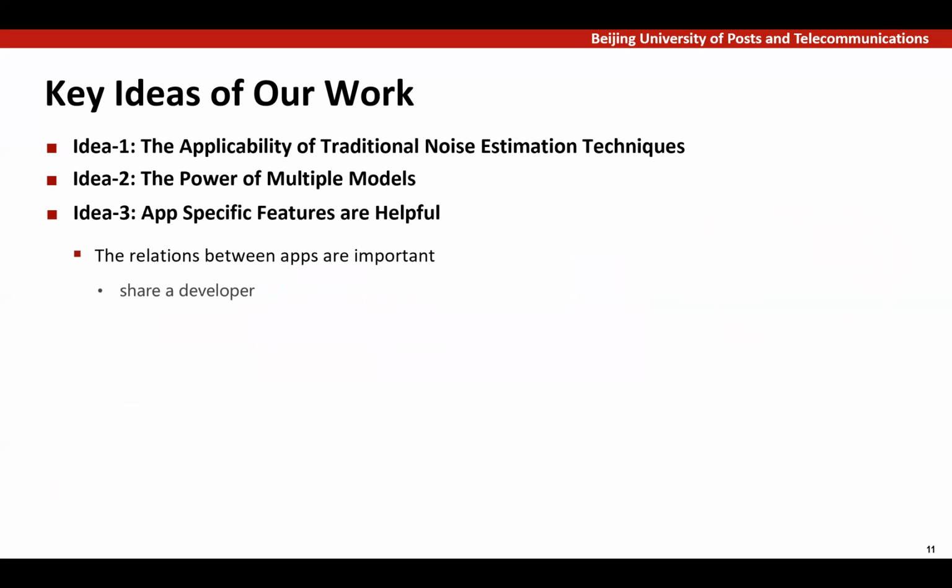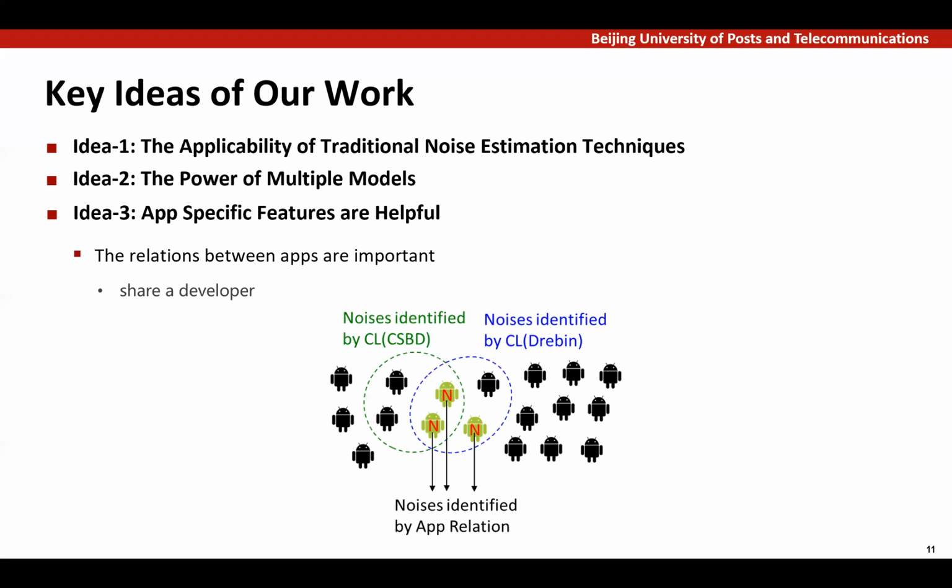Besides, some app-specific features such as app relations can sometimes help decide the app's label. For example, if two apps have the same developer, their labels are likely to be the same, as a malicious developer often publishes more than one malicious app. In view of this, we carried out a simple preliminary investigation. These 18 apps share the same developer, and 3 of them have noisy labels. Among them, 4 apps are identified as noise by the CL-wrapped CSBD model, of which 2 are false positives, and 4 apps are identified as noise by the CL-wrapped Drebin model, of which 1 is a false positive. Whereas the developer-based app relation could correctly identify all the noises. This shows that app relation can facilitate noise detection.